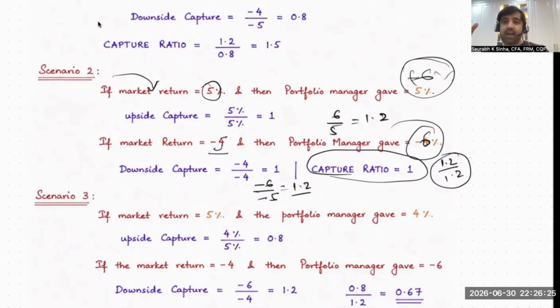You will never ever decide to choose this portfolio manager, which has a capture ratio of less than 1. What is the meaning of capture ratio less than 1? The portfolio manager will perform lesser than the market in the good days and worse than the market in the bad days. Why would anyone on the planet decide to go with a portfolio manager with such historical performance? Will not, or such historical capture ratio.